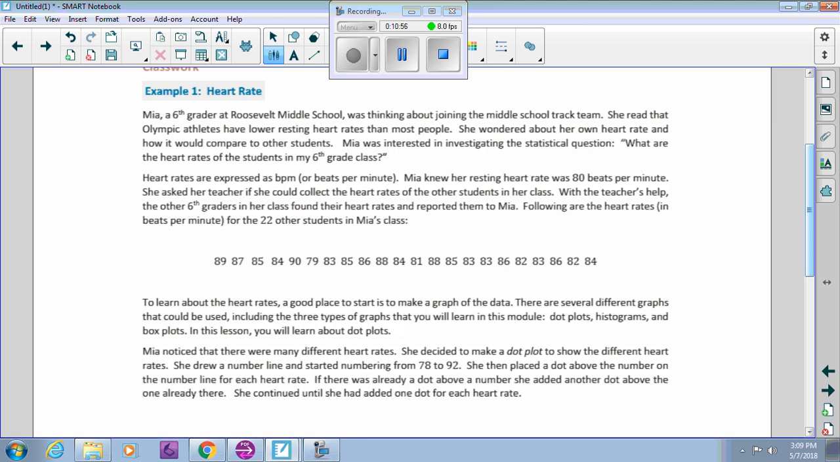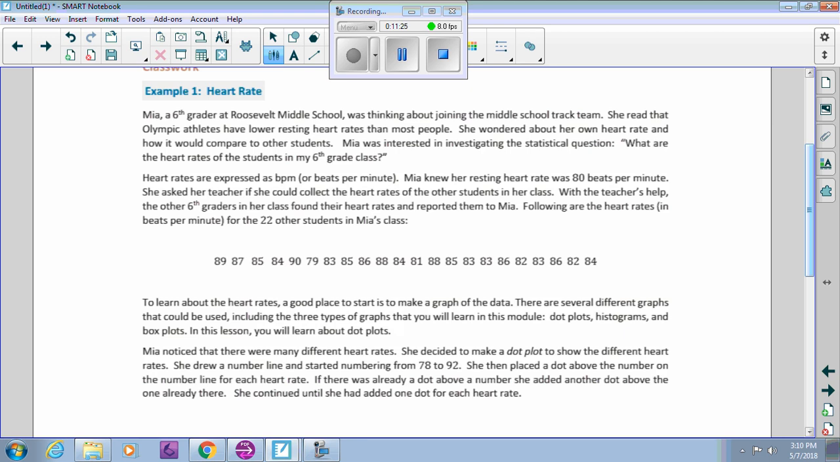Mia was interested in investigating the statistical question, what are the heart rates of the students in my sixth grade class? Heart rates are expressed as BPM, or beats per minute. Mia knew her resting heart rate was 80 beats per minute. She asked her teacher if she could collect the heart rates of the other students in her class. With the teacher's help, the other sixth graders in her class found their heart rates and reported them to Mia. Following are the heart rates in beats per minute for the 22 other students in Mia's class.